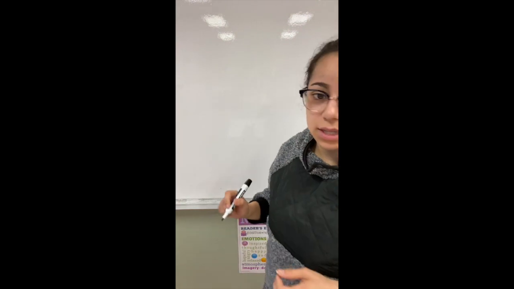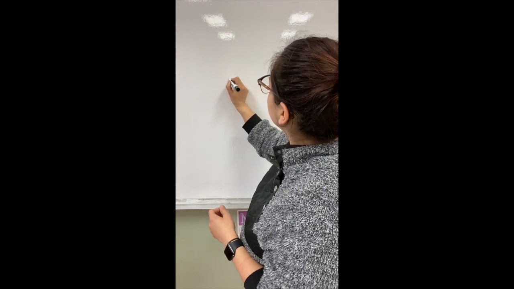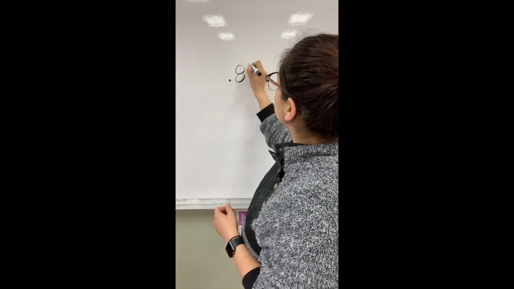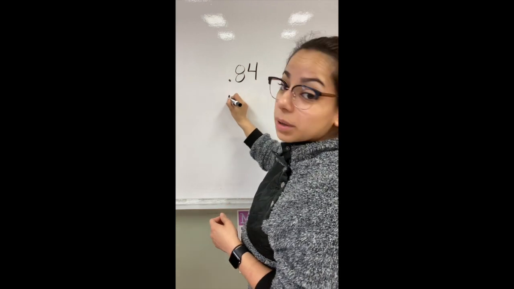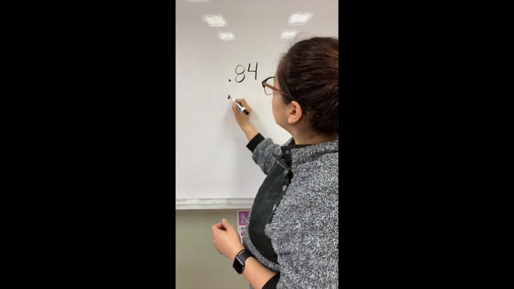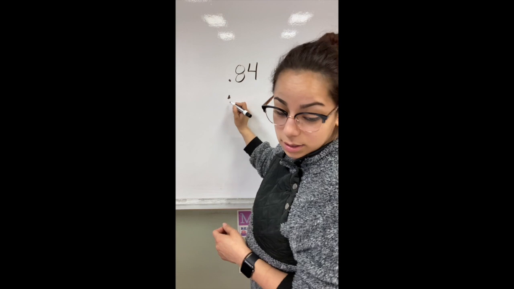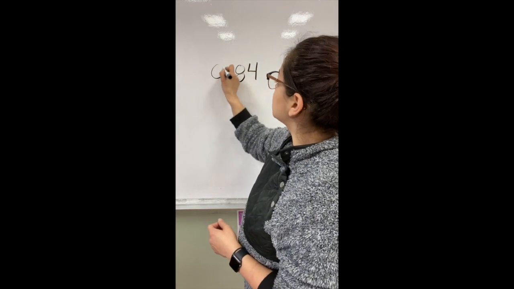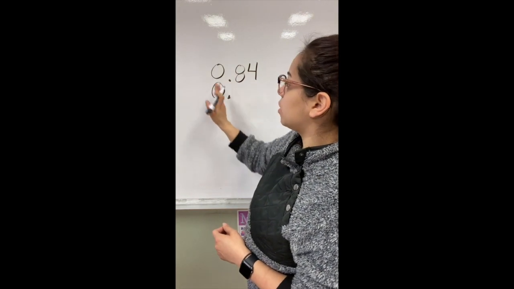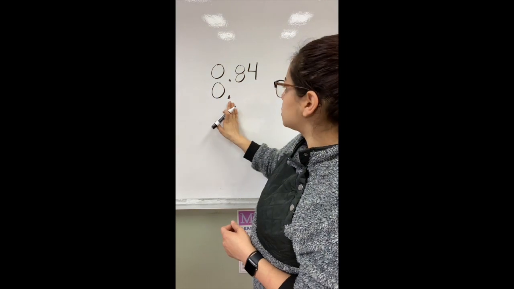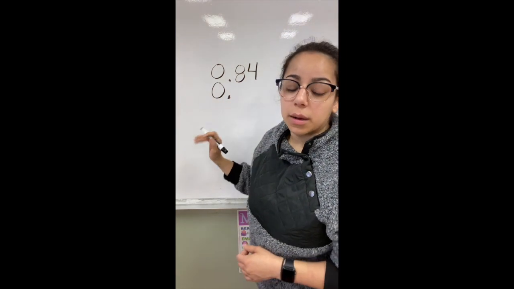So for the first problem, it says 84 hundredths minus 56. Okay, so we're going to do 0.84. And I told them the biggest thing for them to remember is that their decimal place is in the same place. Sometimes it helps them if you put the 0, so that way they can see, oh, there's a number here, the decimal, and then this.